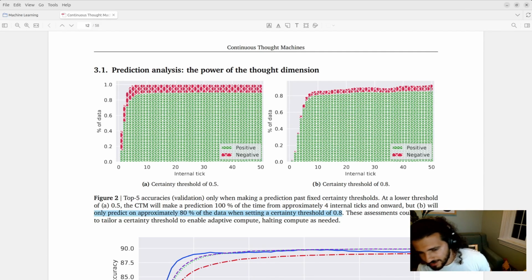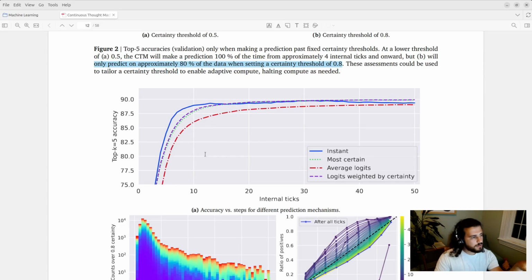So you don't have that out of the box with some of the architecture, but in this case, it can dynamically decide to just not output anything. And here in this plot, you have the top 5 accuracy with the number of internal ticks, and there are many strategies they're choosing in order to output something. What it says is that after some tick, you just need to take the most certain. So you have a way to decide which element to output, but you also have a way to say, should I output anything, based on a threshold that you can modulate.